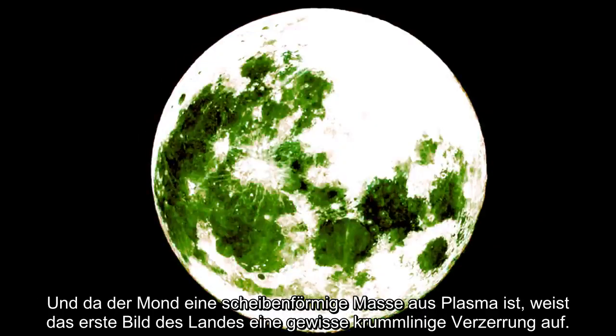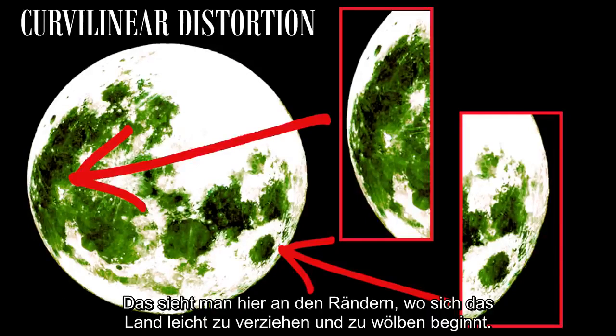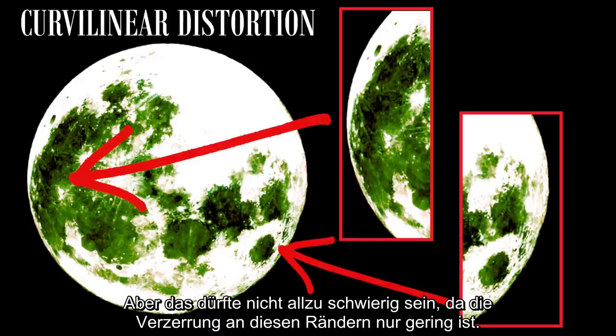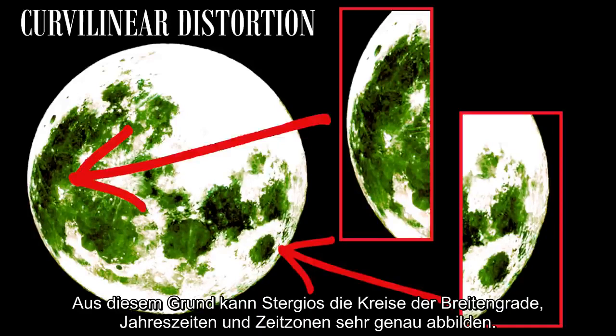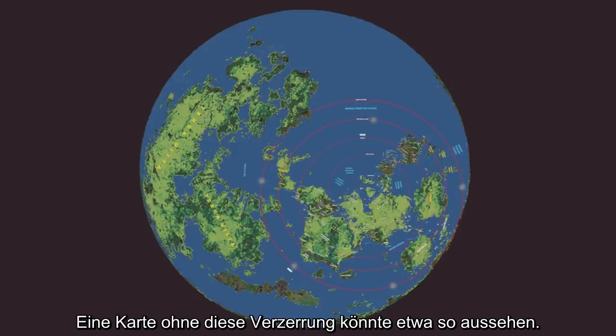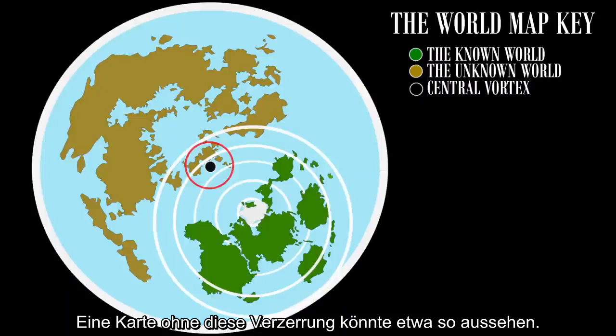And because the moon is a disc-like mass of plasma, the first image of the land presents some curvilinear distortion. And you can see it here at the edges as the land begins to warp and wrap slightly. A lot of serious work needs to go into creating a flat projection of this distortion. But it shouldn't be too difficult, because the distortion is only slight around these edges, and that's why Sturgios can map the circles of latitude, seasons, and time zones very accurately. A map without the distortion may look something like this.